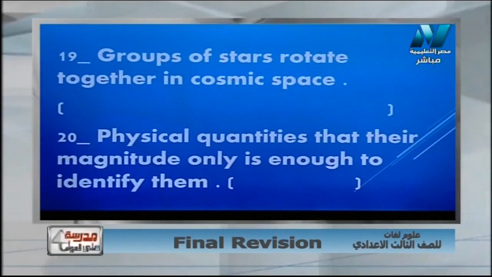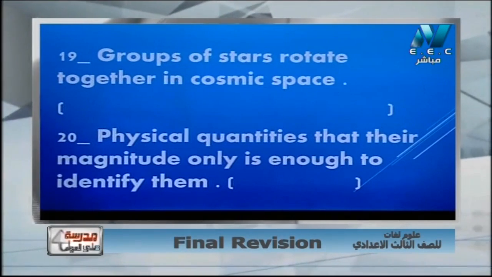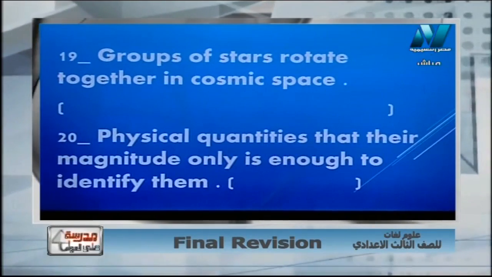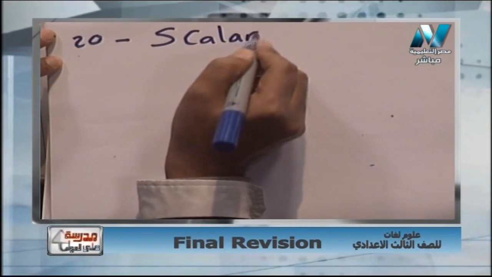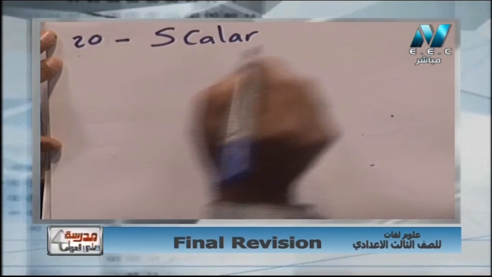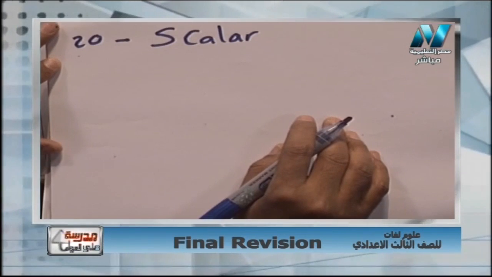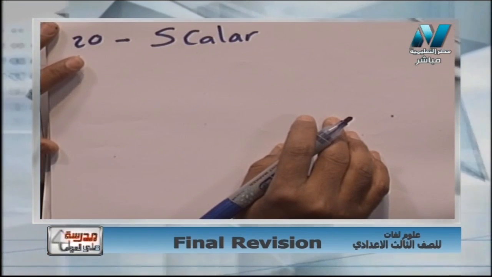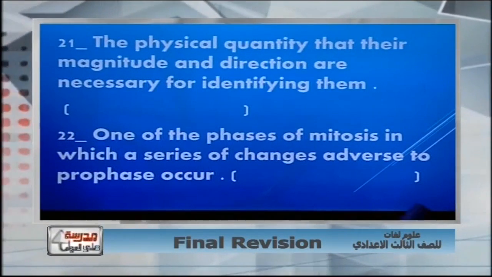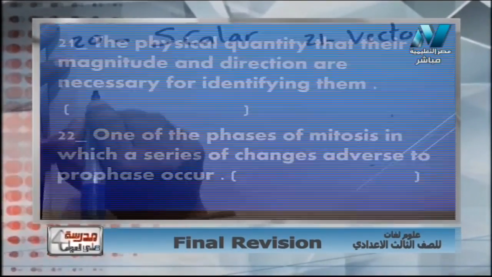What does that mean? Physical quantities that their magnitude only is enough to identify them. Magnitude only, not direction, they don't have direction. So yes, scalar physical quantities. Number 21. The physical quantities that have magnitude and direction. Magnitude and the direction. So yes, vector physical quantities.